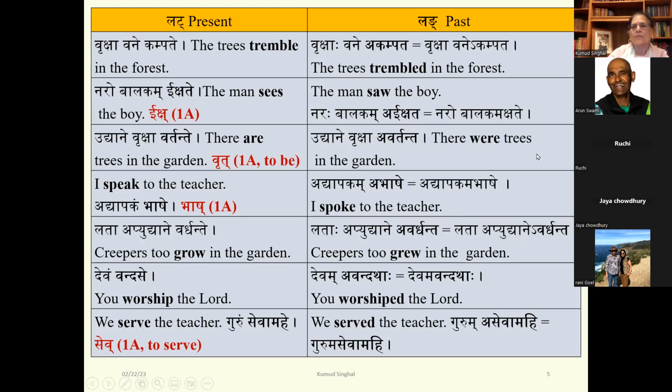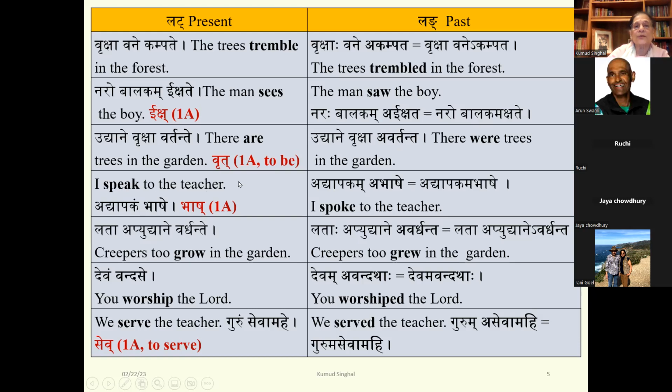But wouldn't this a and a combine? No, the sandhi has already taken place. So there will not be a second sandhi here. This should be vrikshaha, and since vrikshaha is preceded by a long a, the visarga is dropped. So this a and a will not become a dirgha sandhi anymore. There's already a sandhi taken place.